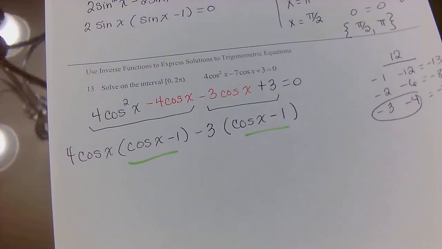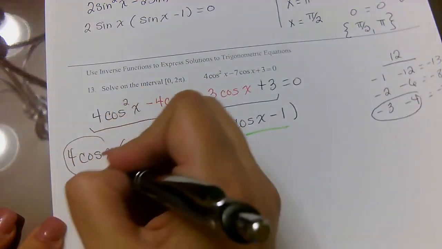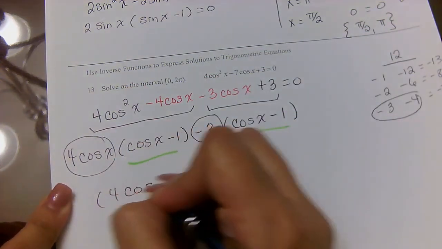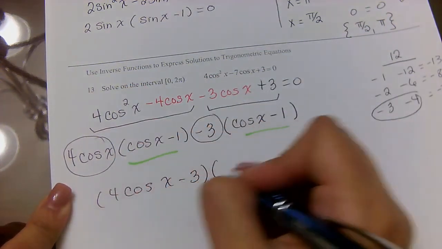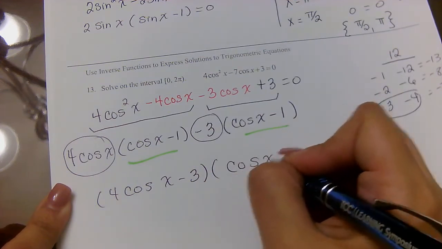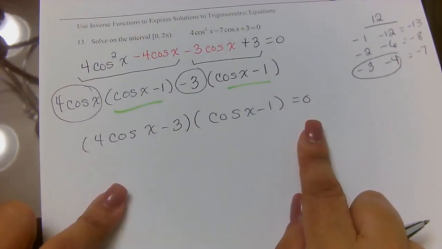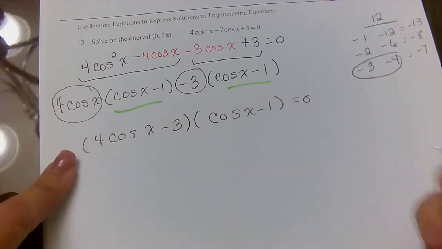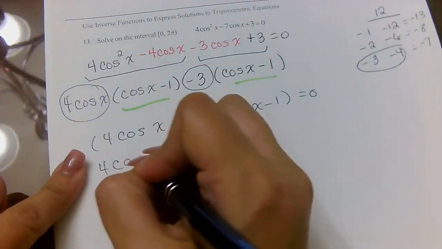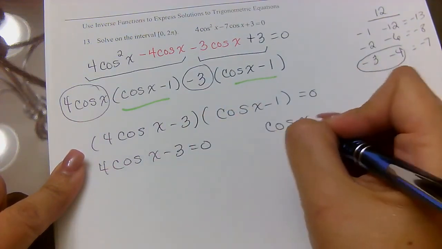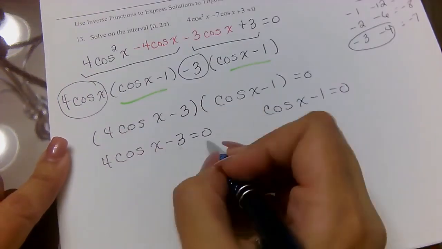Okay, so let's go ahead and combine our first two together that are outside of the parentheses. That's going to be 4 cosine x minus 3, and then the second set is going to be cosine x minus 1, and set those equal to 0. Now this looks like factor form where we set each of these parentheses equal to 0. So I'm going to go ahead and do that here. Okay, and then we solve.